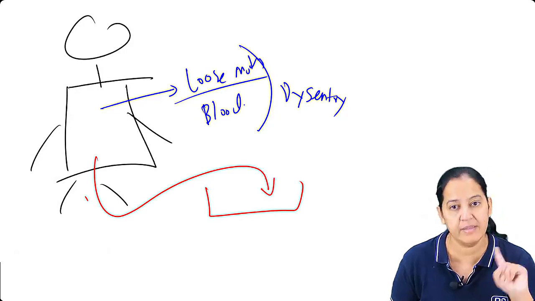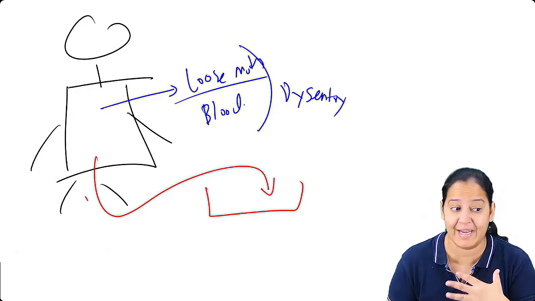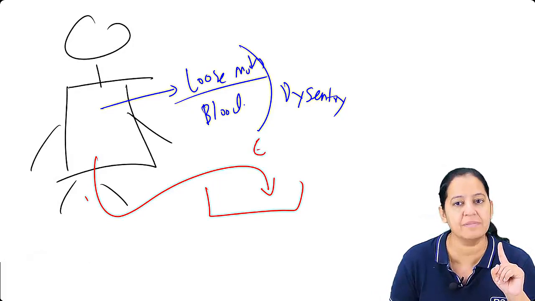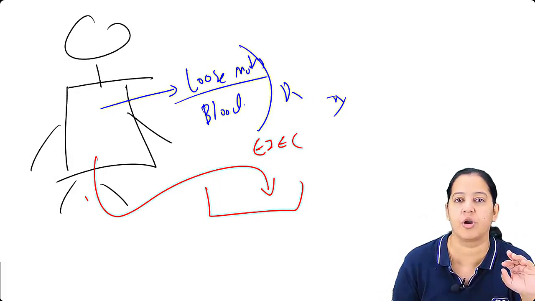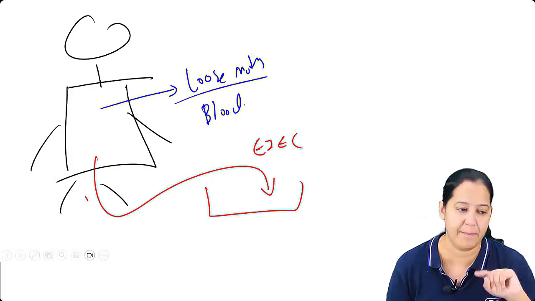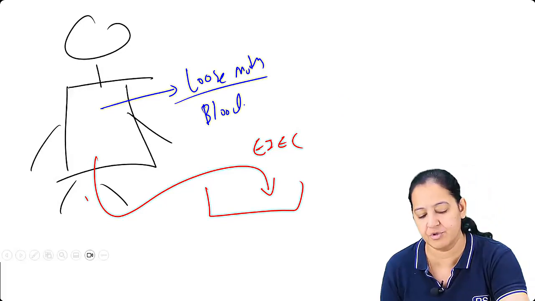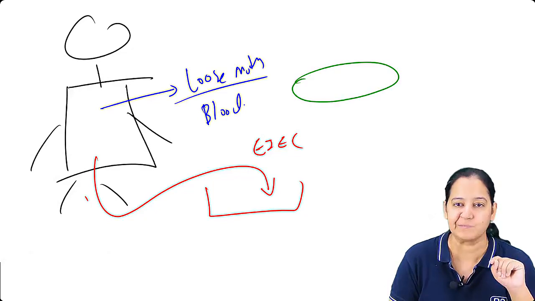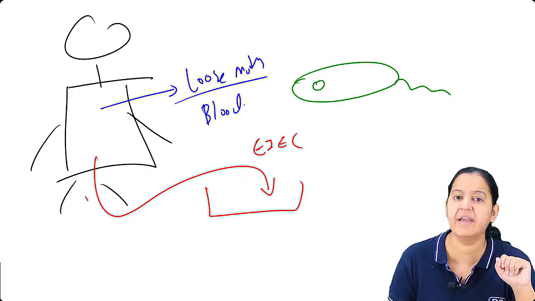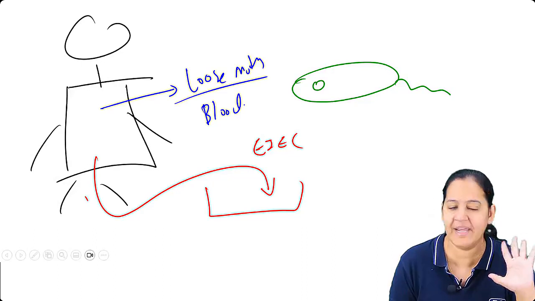Now in this stool sample, I am suspecting EIEC. I'm not sure whether it is EIEC or not, but I'm suspecting that. How should I become sure? Very simple, interesting experiment. Take a guinea pig. It is an experimental animal.